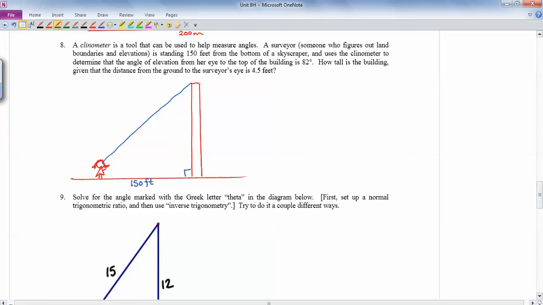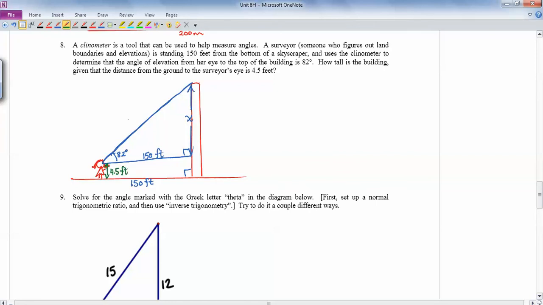Well, I can't put the 82 anywhere yet because I haven't actually drawn an angle from her eye. I've just drawn a line floating around from her eye. So really the angle of inclination or elevation goes from her eye forward directly across to the building and then up to where she's looking. So this is 82 degrees. And then this blue line, the bottom of the triangle, is also 150 because it's just straight across. So I'm going to call this part x right here. Now it also mentions that her eye is 4.5 feet off the ground.